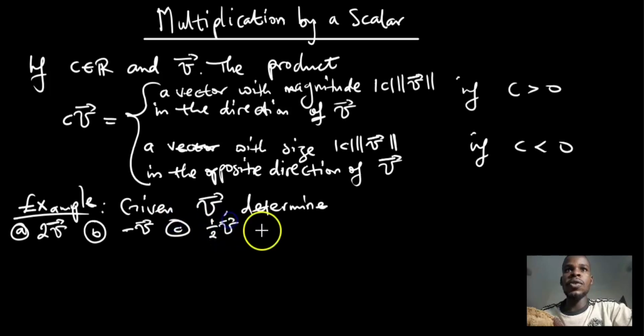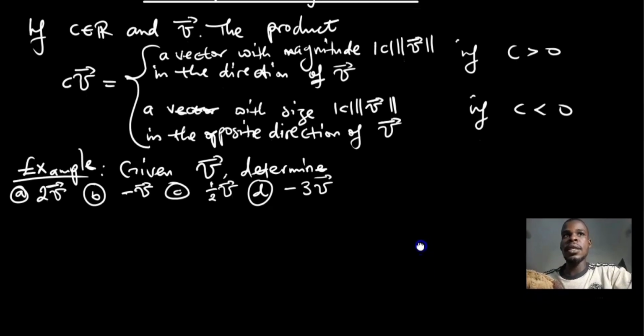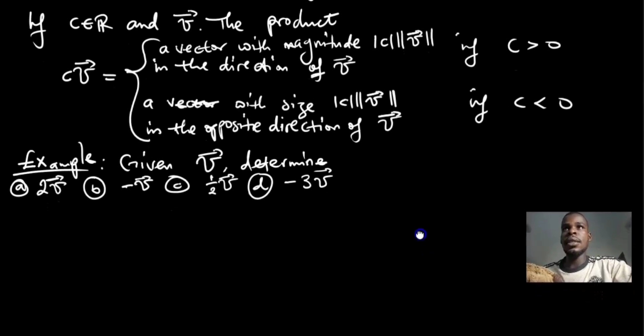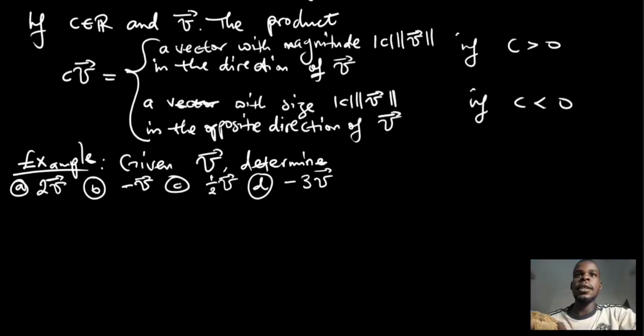All right, that's 1/2 times v. Maybe lastly we want to determine negative 3 times v, something like that. Good. Okay, so let's see, we could simply just drag this up a little bit. Let's be sure that we get it right. Okay, so maybe let me drag this one a little bit. Okay, that's nice. Now let's say this is the vector v that is given.